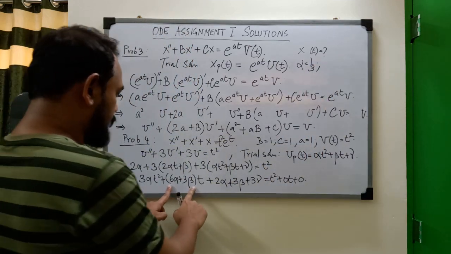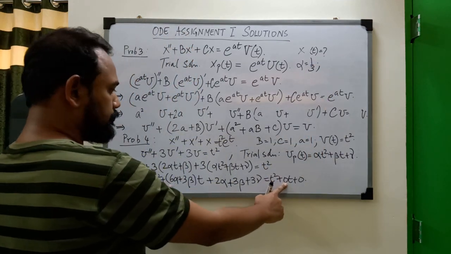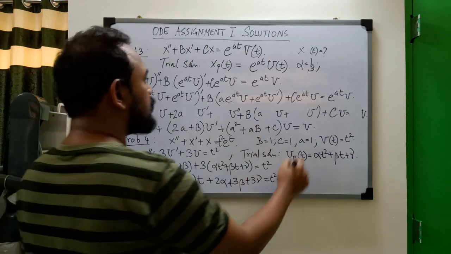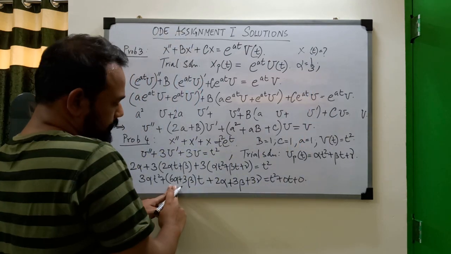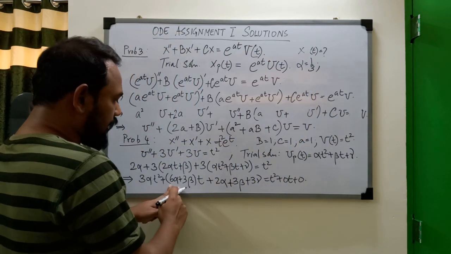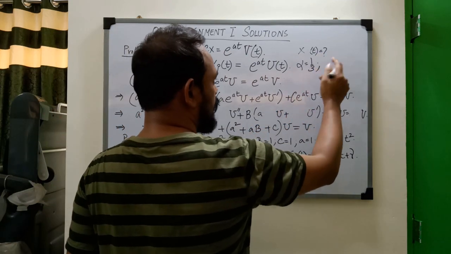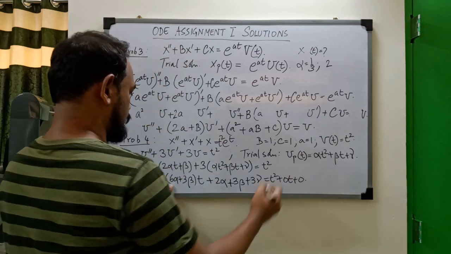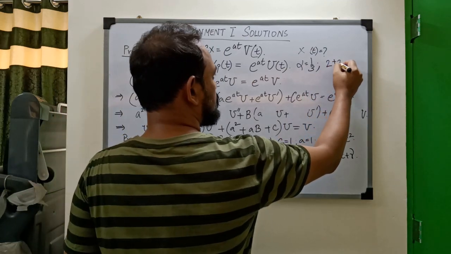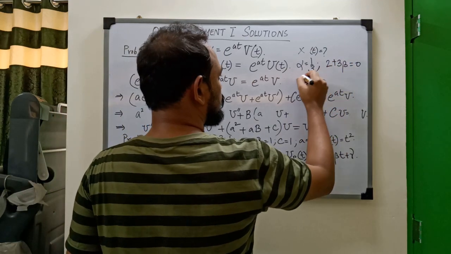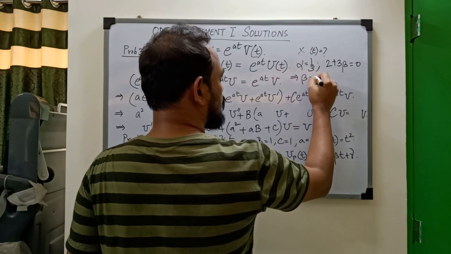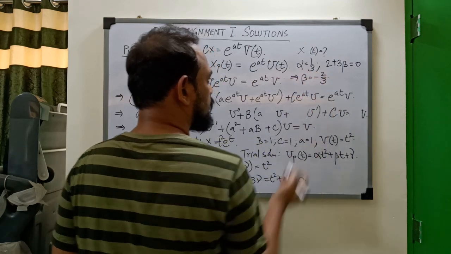Okay. What about beta? This whole thing must be 0 if you're comparing the coefficients of t. So 6 alpha plus 3 beta must be 0. We know alpha, so 6 alpha is 6 into 1/3, which is 2. Plus 3 beta must be 0. So that gives me beta to be minus 2/3.